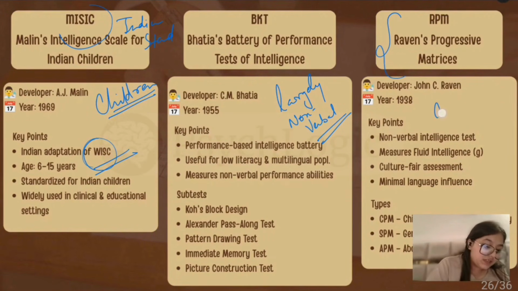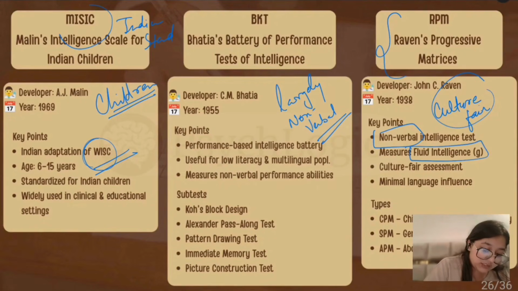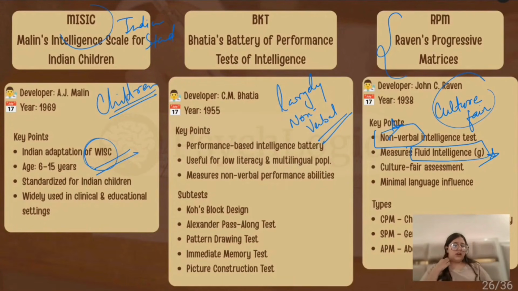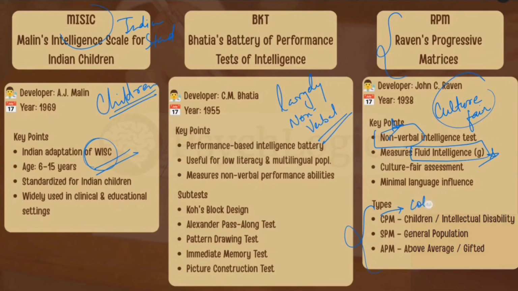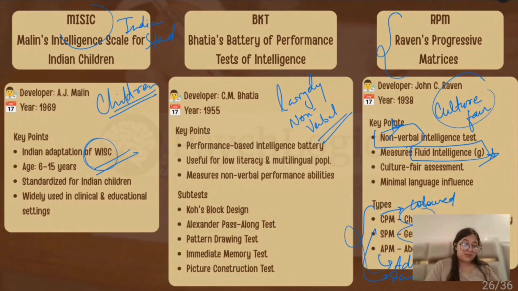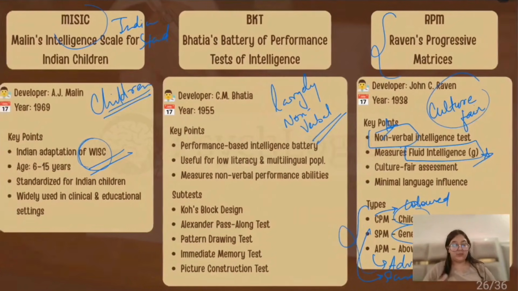Then RPM. It is a culture-fair test. Why is it a culture-fair test? Because it is non-verbal. And then what does it measure? Fluid intelligence. These are important pointers. Remember that. RPM has three types: CPM, SPM, and APM. CPM is colored progressive matrices. SPM is standard progressive matrices. APM is advanced progressive matrices. Colored progressive matrices are for children. SPM standard is for general population, and advanced is for above average population, gifted population.